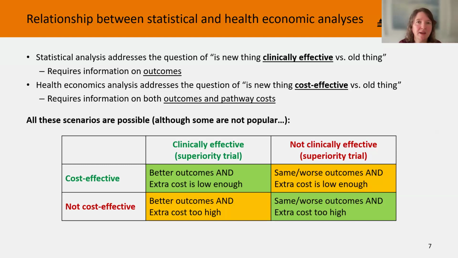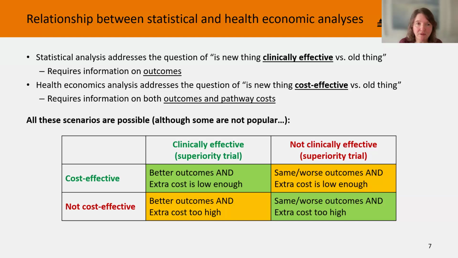So the stats looks at, does it work or not? And the health economics looks at, is it good value for money? So that's it really. The stats needs information on outcomes, plus the covariates for controlling for things. And the health economics needs outcomes and pathway costs. So as people are being treated and moving on their treatment pathway, how much are they costing?